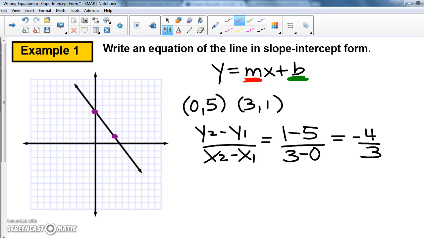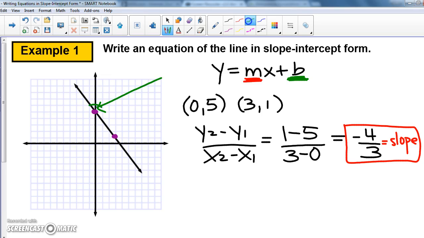So here, the slope is done. But I need one more thing, right? I need my y-intercept. And like I said just before, if we look at the graph, we can see where the line crosses the y-axis, right? That's our y-intercept. Take a look. It crosses it right here. This point is the y-intercept. And we know what that point is. It's this one right here, 0, 5. So that's my y-intercept. It's the 5 of that point. So 5 is the y-intercept.